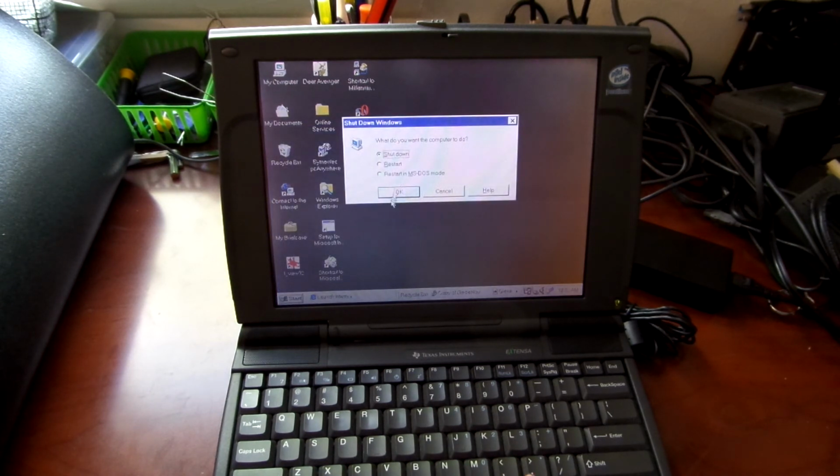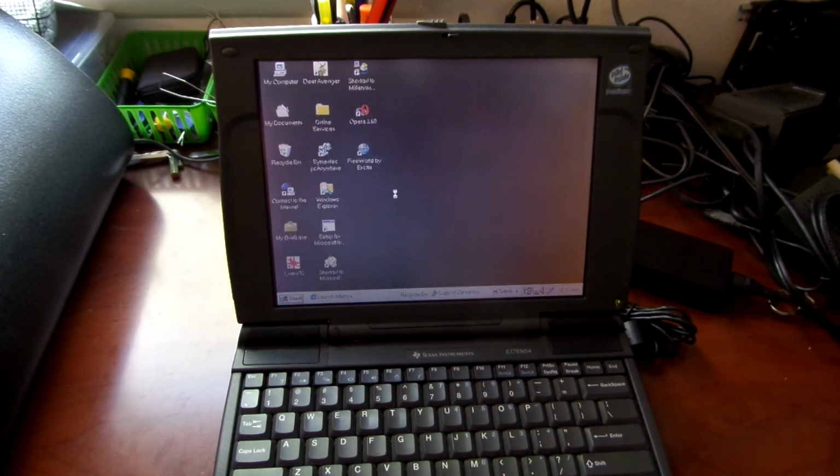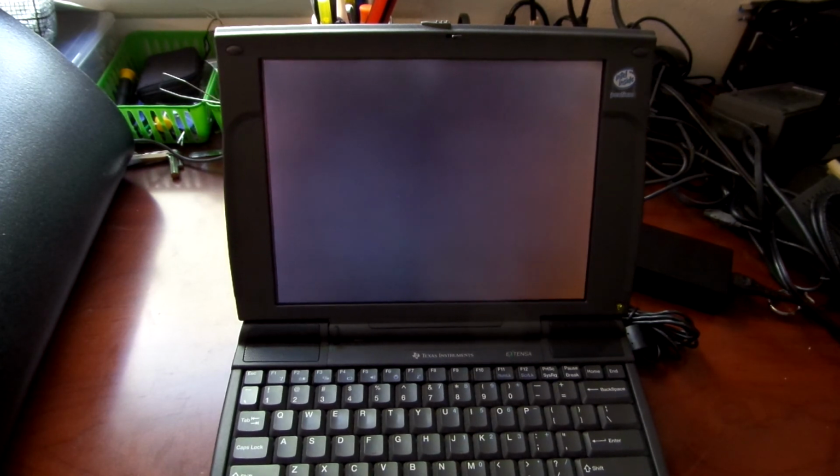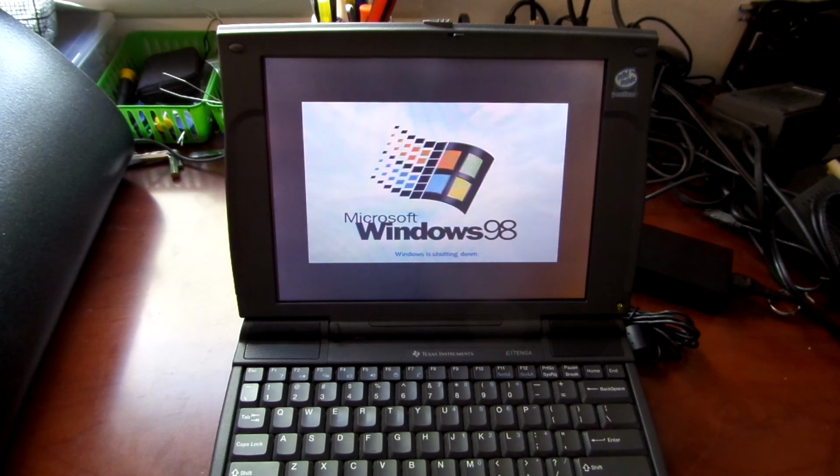It's a really cool laptop. I had no idea that Texas Instruments released any laptops under their own name, so this was kind of a cool one to come across.